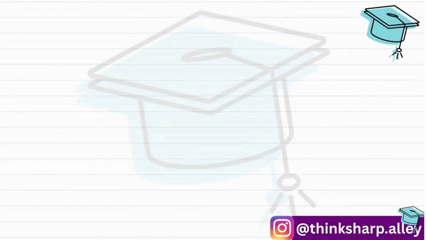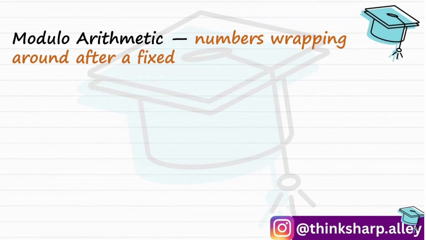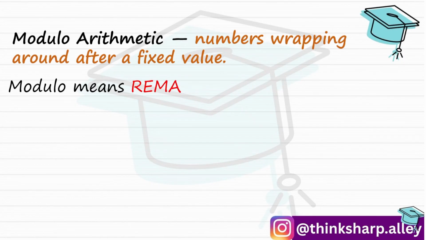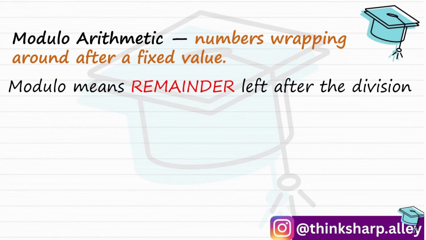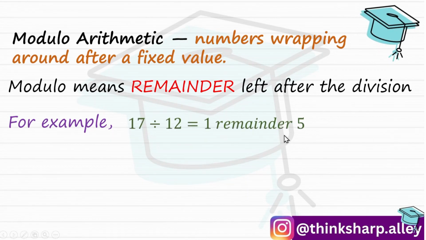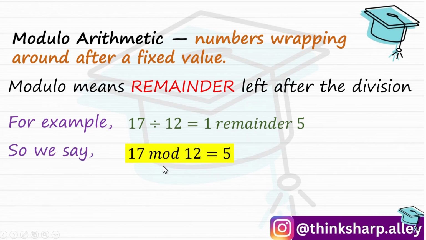Now let us understand what is modulo arithmetic. Numbers wrapping around after a fixed value, and a clock is the best real life example of modulus 12. The word modulo means the remainder that is left after the division. For example, if I divide 17 by 12, I get 1 as quotient and 5 as the remainder. So we write 17 mod 12 is equal to 5. Remember, modulo just means remainder.